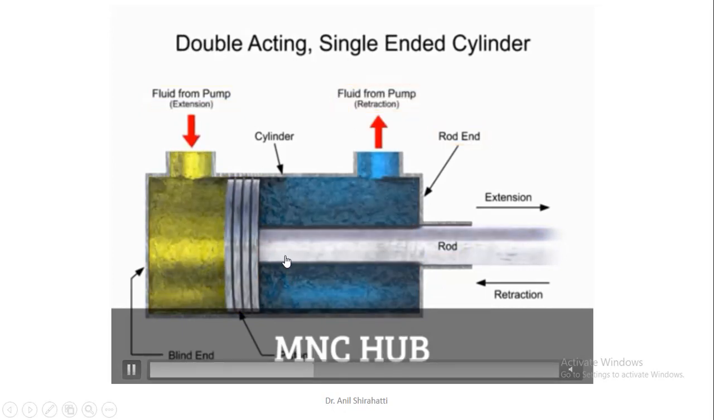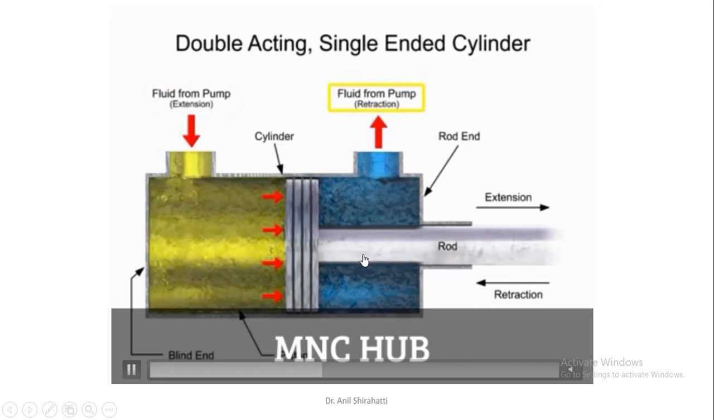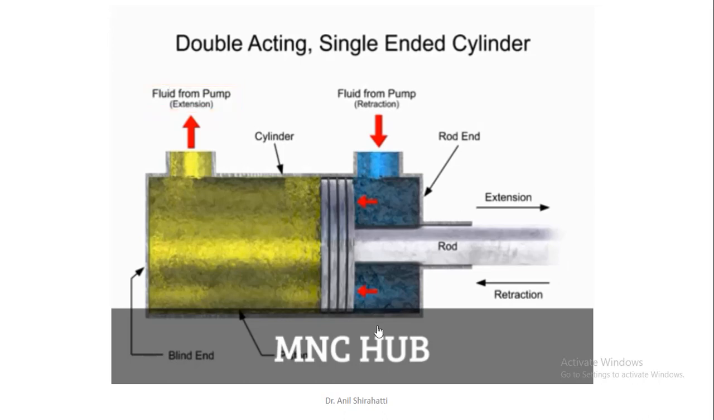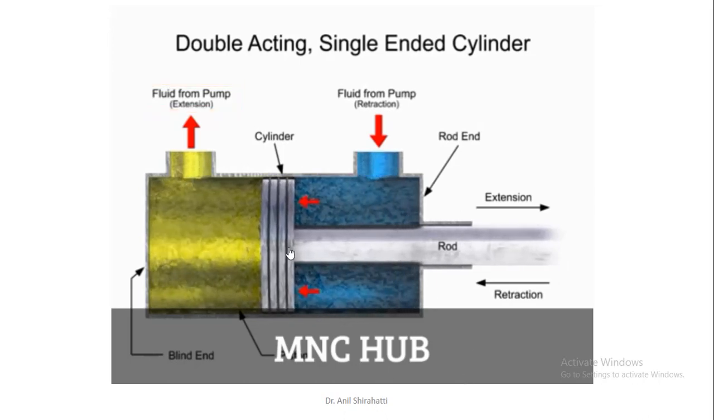Now this is for double acting. So you can see when the fluid is going inside, it is putting pressure on this area and extension happens. The fluid will pump out from this part. During the retraction stage, again this fluid will come inside and this fluid will go out. Fine.